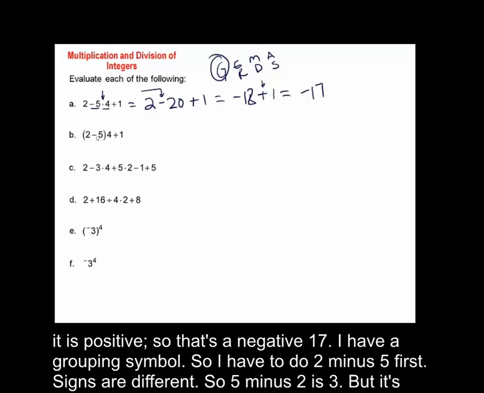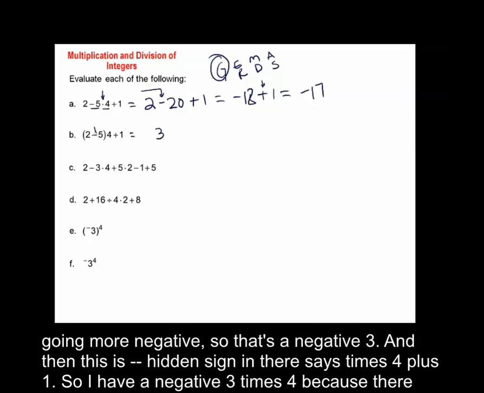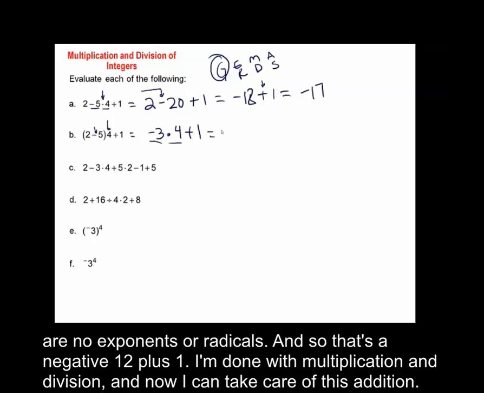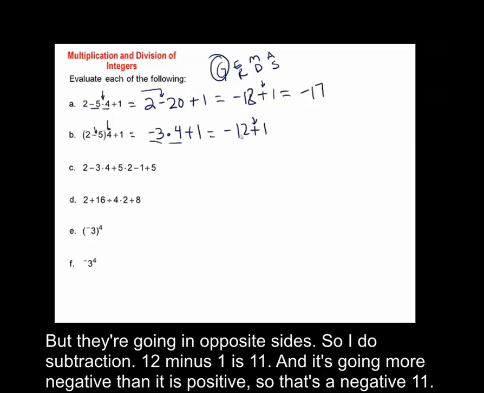I have a grouping symbol, so I have to do 2 minus 5 first. The signs are different, so 5 minus 2 is 3, but it's going more negative, so that's a negative 3. And then this hidden sign in there says times 4 plus 1. So now I have a negative 3 times 4, because there are no exponents or radicals. And so that's a negative 12 plus 1. I'm done with multiplication and division, and now I can take care of this addition. They're going in opposite signs, so I do subtraction. 12 minus 1 is 11, and it's going more negative than it is positive, so that's a negative 11.